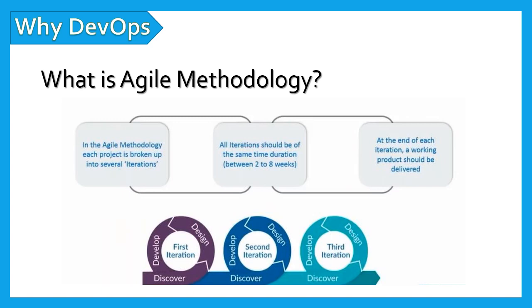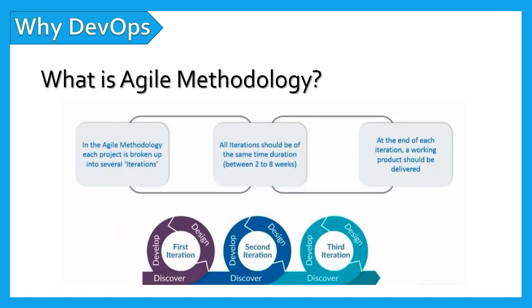In Agile methodology, each project is broken up into several iterations and all iterations should be of the same time duration, and generally it's between 2 to 8 weeks. And at the end of each iteration, a working product should be delivered. So, this is what Agile methodology is in a nutshell.